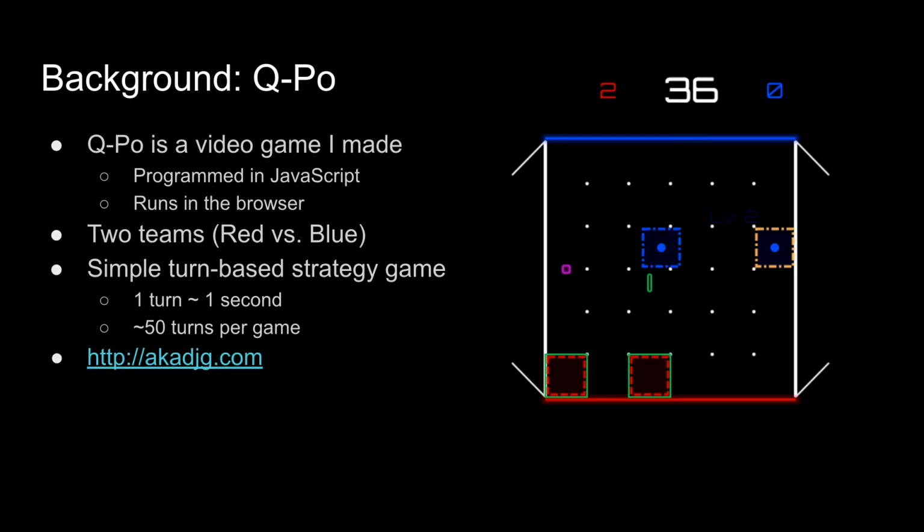So, a little background on the game. It's called Cupo. Made it a few years ago in JavaScript. It runs in the browser. You can see a screenshot of the gameplay on the right. You've got your units here: shots, bombs, turn counter, scoreboard. And that's it. And here's where it's hosted.